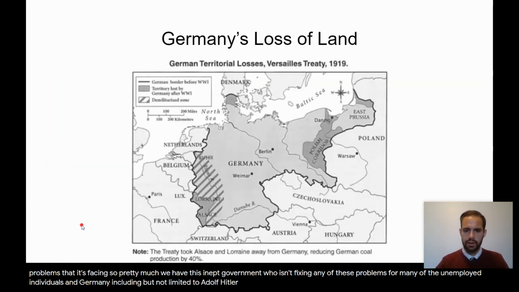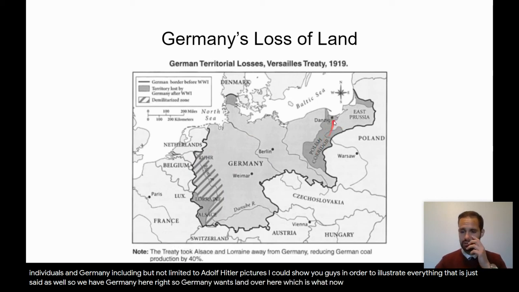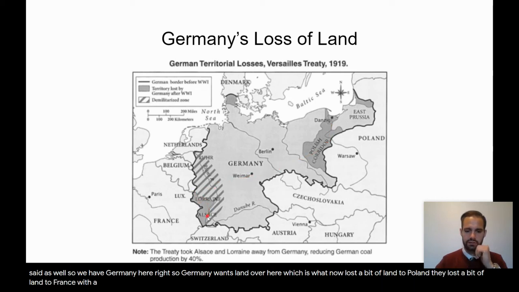Here are at least a few pictures I could show you in order to illustrate everything that I just said as well. So we have Germany here, right? Germany lost land over here, a bit of land to Poland. They lost a bit of land to France with Alsace-Lorraine as well.